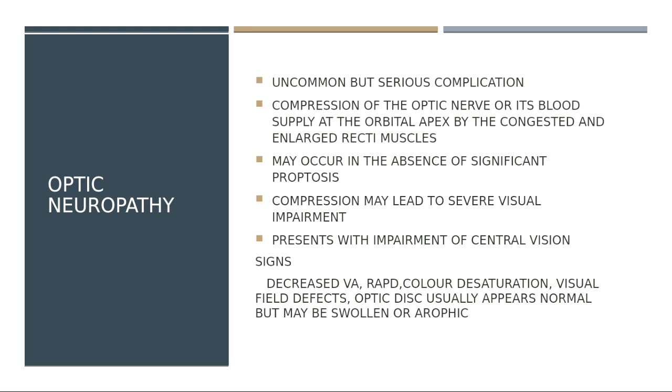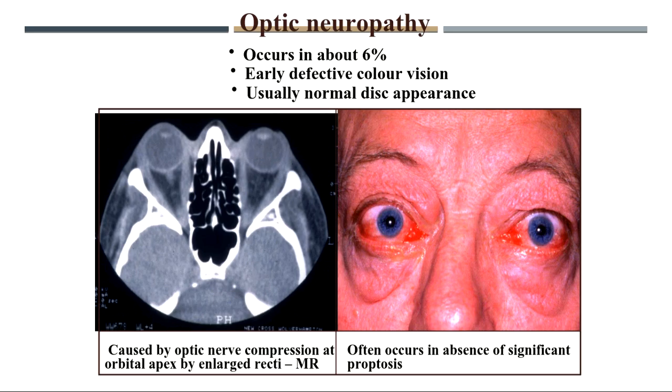And the patient presents with decreased visual acuity, an RAPD, color desaturation, and visual field defects, okay? Quite often, however, the optic disc can appear normal, but may be swollen or atrophic. All right, so optic neuropathy occurs in up to 60% of cases, and you quite often get an early defective color vision, but usually the optic disc may appear normal in the early stages.